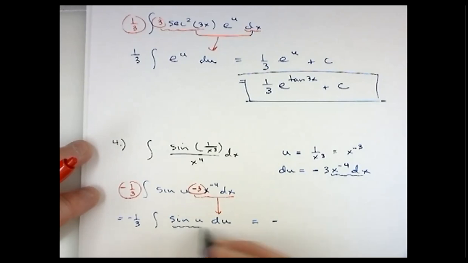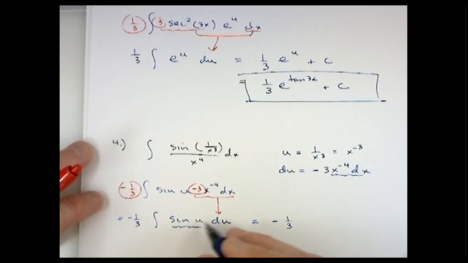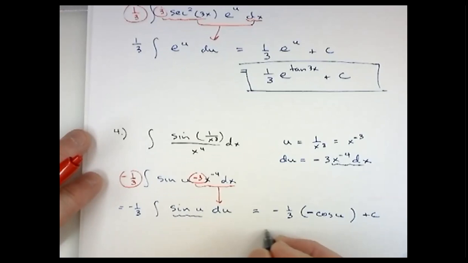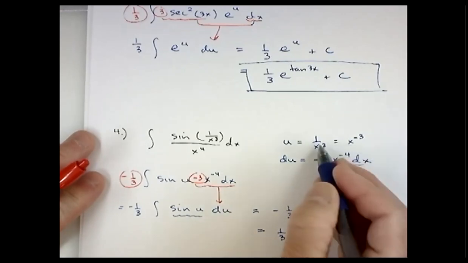Okay, antiderivative of sine. Careful, the derivative of positive sine is positive cosine, but the antiderivative is negative cosine. So this will turn into positive 1/3 cosine of my u.